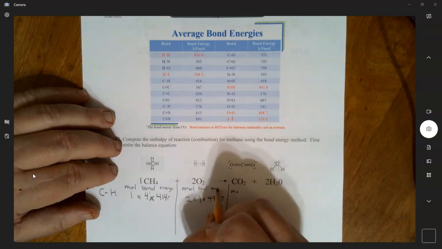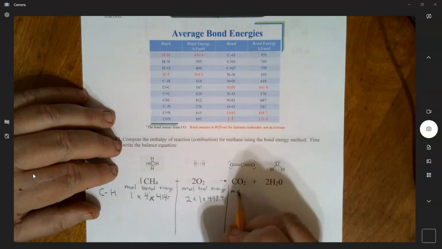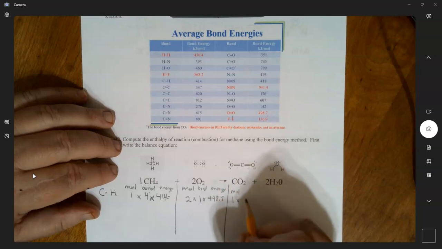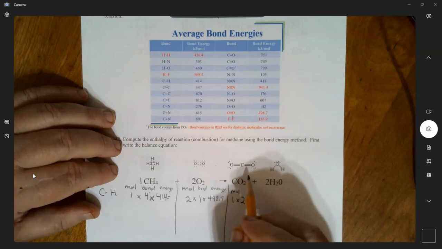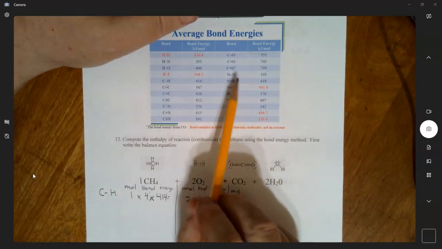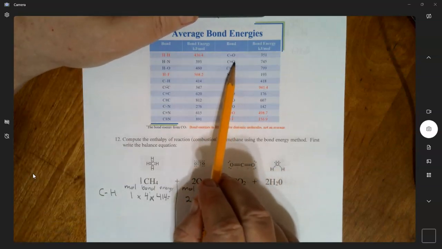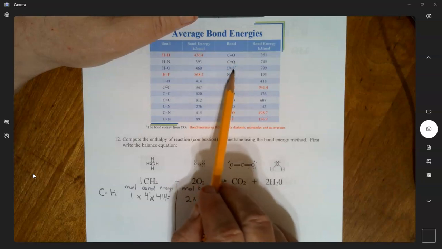You don't have to write these headings, but just keep straight what they are. Okay, so molecules of CO2, we have 1 times, there's 2 carbon-oxygen double bonds, times 2. Okay, and then what's the energy? Now come up here, and you have carbon-oxygen double bond, and here you have carbon-oxygen double bond.